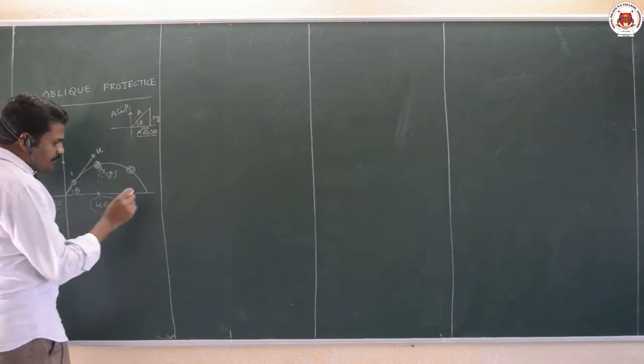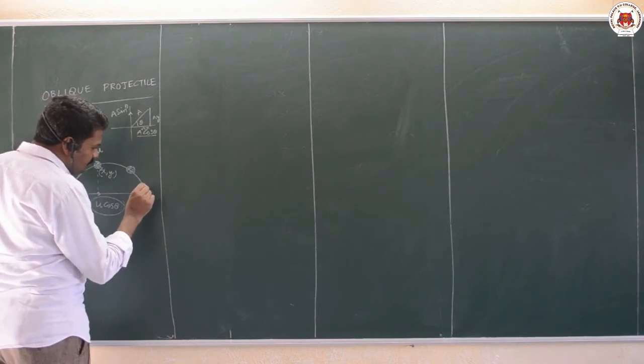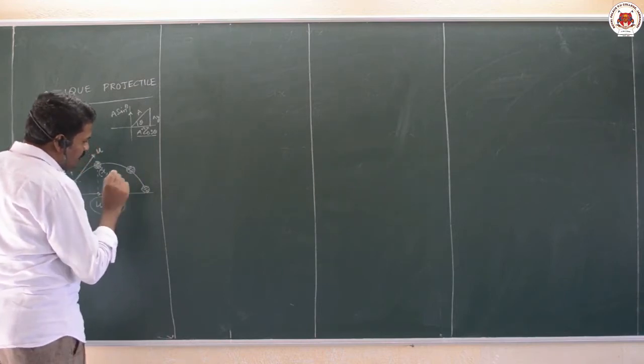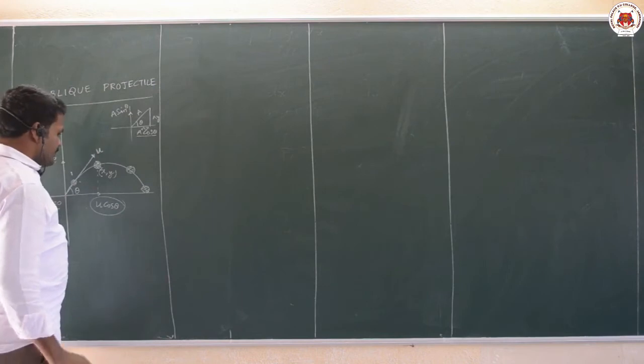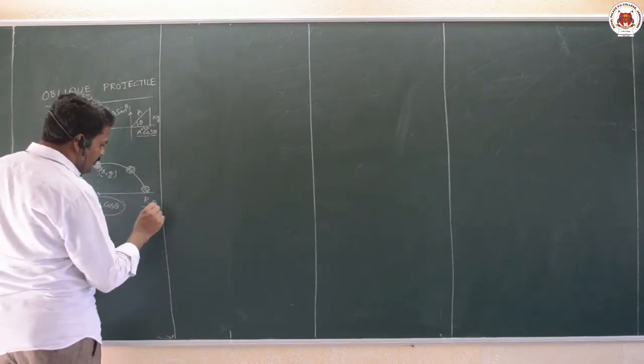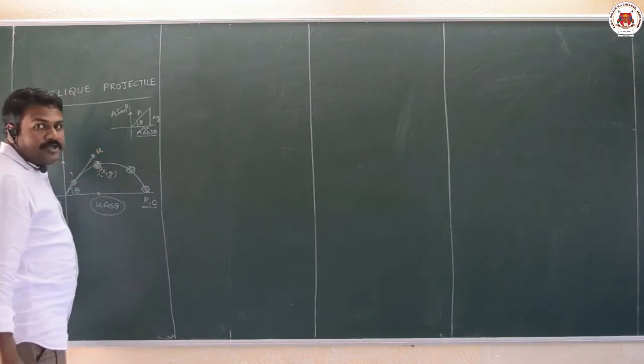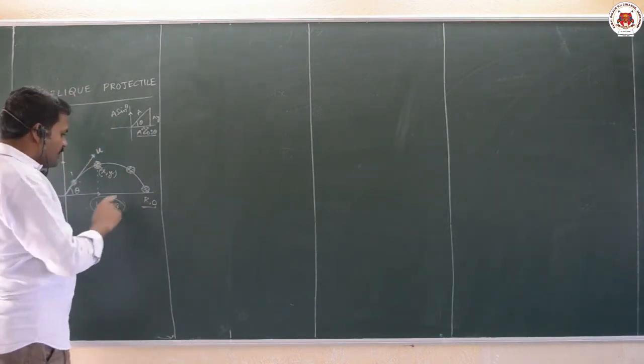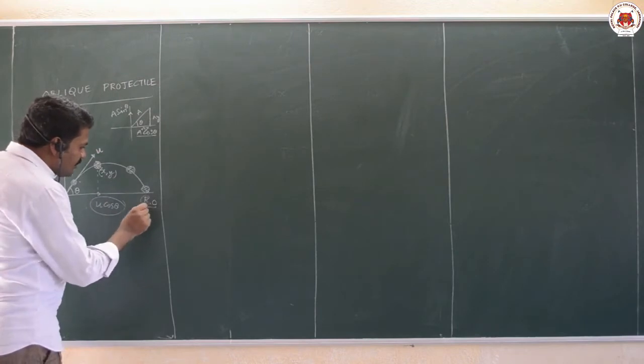Now finally the body reaches ground. On reaching ground, its coordinates we can take as R, 0, where R is called horizontal range. Maximum value of x, we call it as horizontal range.